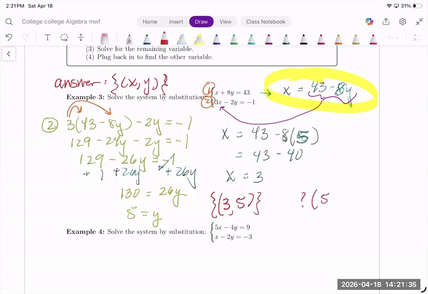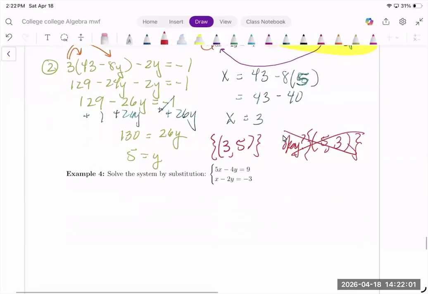Is it okay if I do 5 comma 3? Is that the same thing? Is that okay? No, not okay, right? Ordered pair. X first, then Y. X first, then Y. So don't go too fast, right? Make sure that you're paying attention. The Y is 5, X is 3. Because if you write 5, 3, you're wrong because X is 3, not 5.